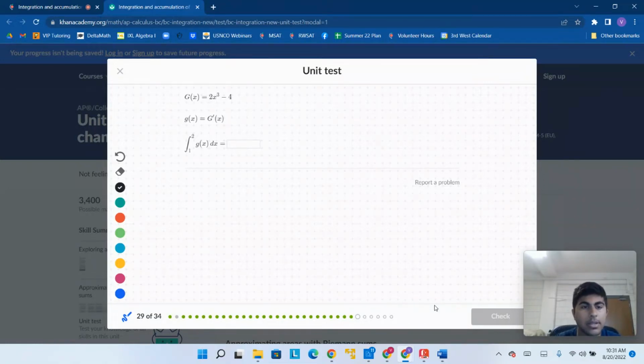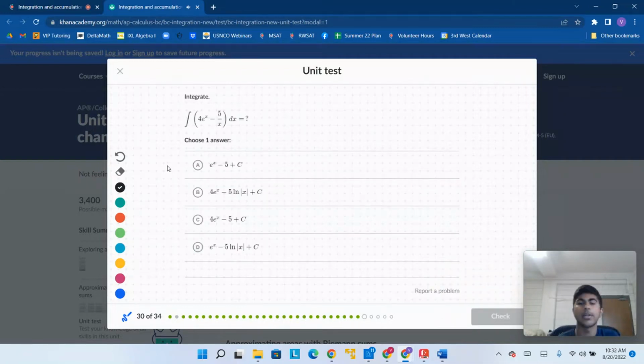So we are trying to find the definite integral from 1 to 2 of g prime of x dx. Well, we know that the antiderivative of g prime of x is g of x. So that's just going to be g of x from 1 to 2. So g of 2 minus g of 1. G of 2 is going to be 8 times 2, 16, minus 4, 12. G of 1 is going to be 2 minus 4, so negative 2. So that's just going to give you an answer of 14. And we can keep going.